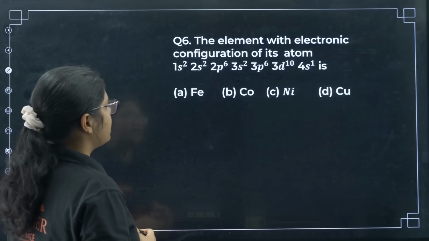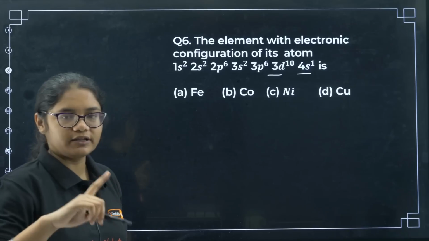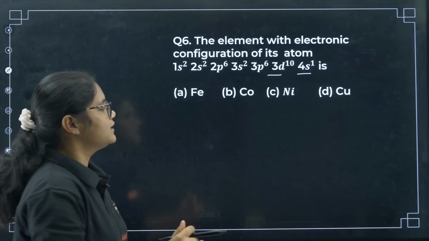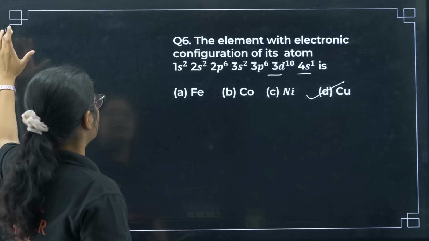Next, the element with the electronic configuration 3d10 4s1. This is one of the anomalies, if you remember, copper and chromium. So this is the copper electronic configuration. Answer is option number D.